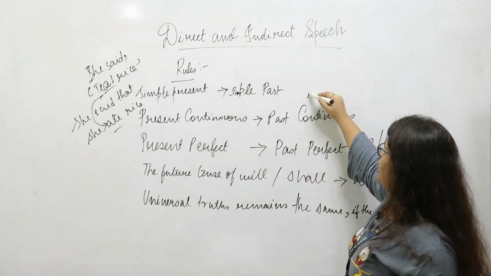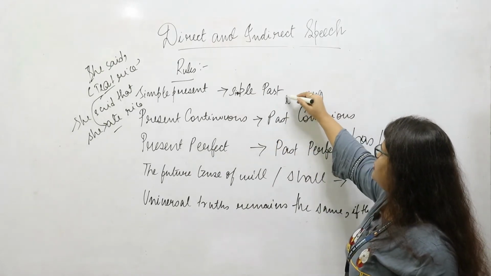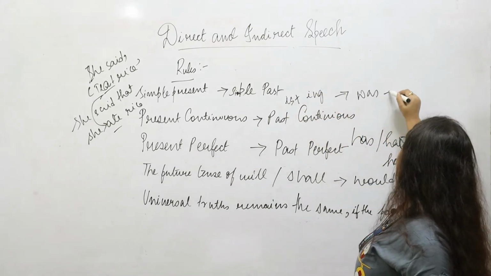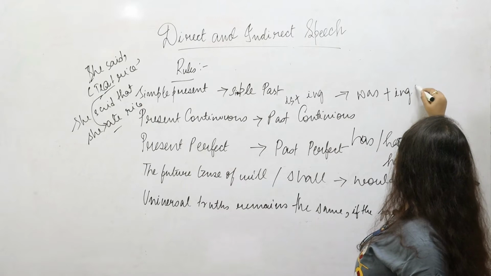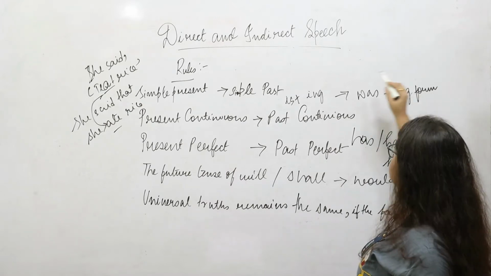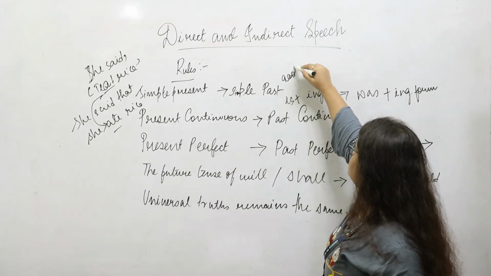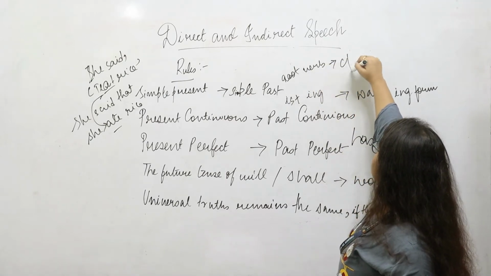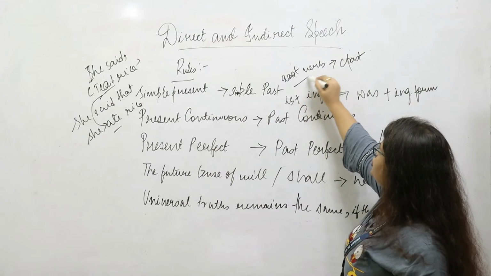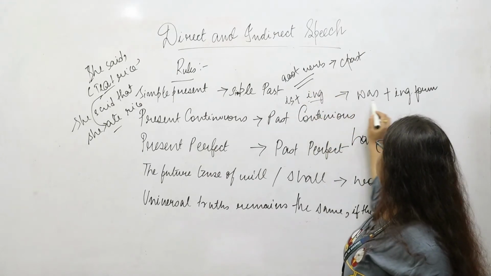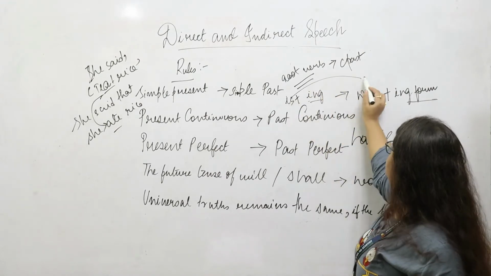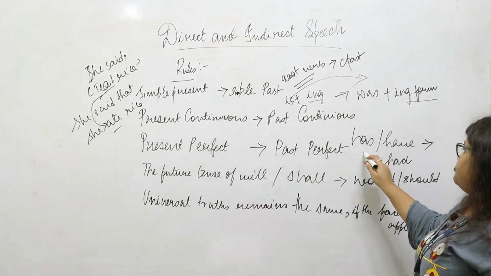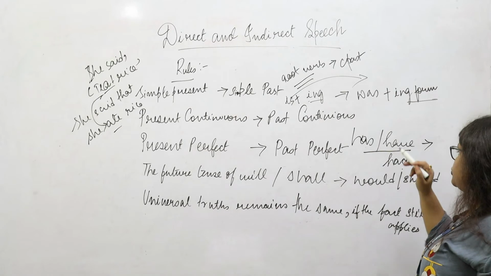The is plus the ing form would change into was plus the ing form, and for the simple present the root verb would change from present to past. Here it is just changing the root verbs. Here the ing remains the same. It's just the change of the be verb from is to was or am to was, and in the perfect it would be has or have to had.